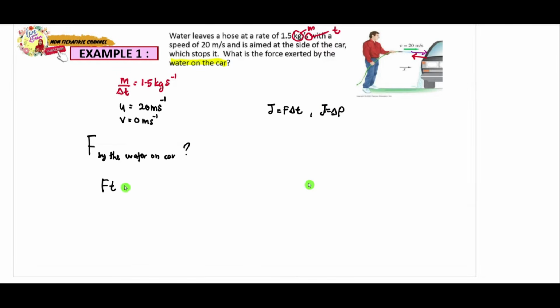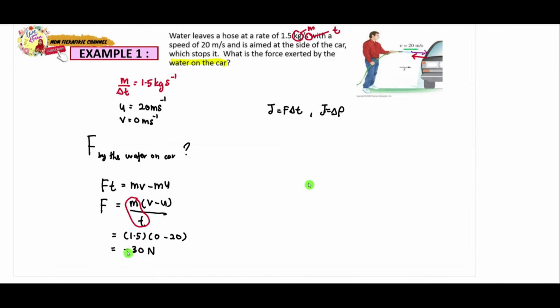Okay, jangan lupa. So Ft is equal to delta p, where delta p is equal to mv minus mu. So we want to calculate the force, so it's equal to m(v minus u) over t. Kalau kamu lihat dekat sini, saya rearrange the equation so that I will get the unknown m over t, where m over t is equal to 1.5 kg per second. So we can substitute here, and v is equal to 0, minus u, 20 meters per second. So F, saya akan dapat negative 30 Newton.